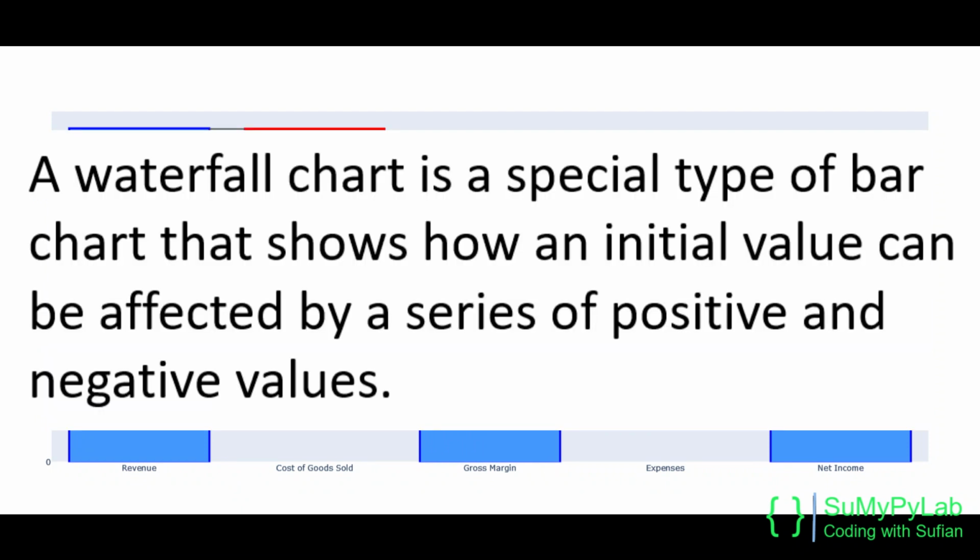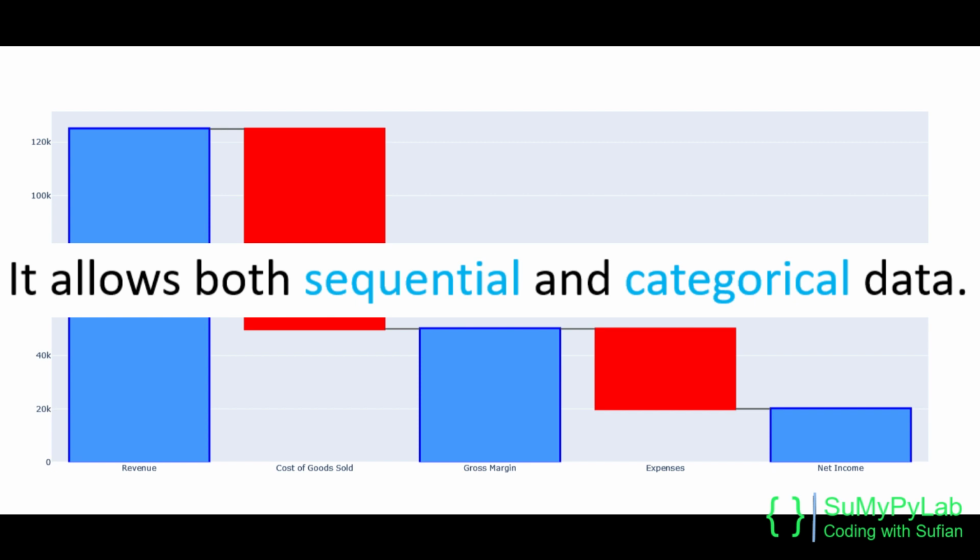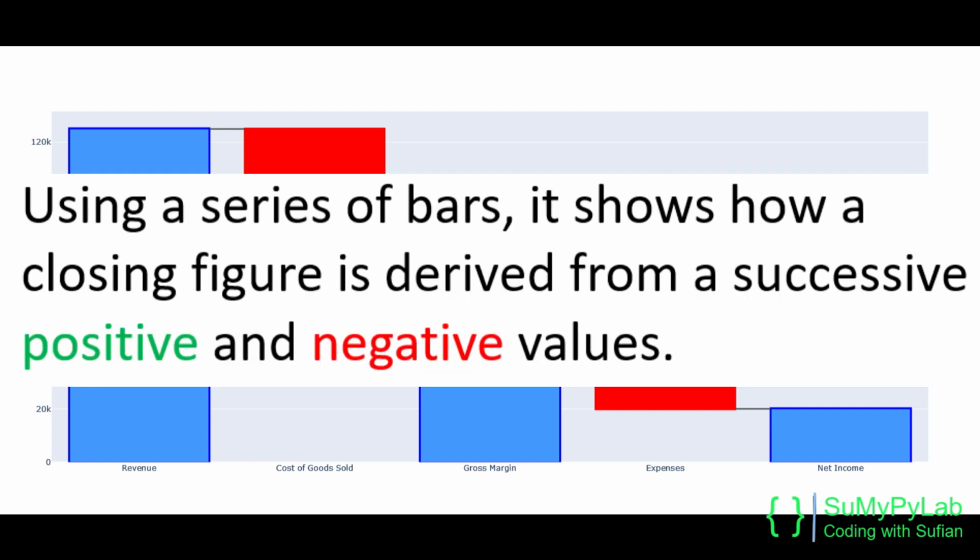A waterfall chart is a special type of bar chart that shows how an initial value can be affected by a series of positive and negative values. It allows both sequential and categorical data. Using a series of bars, it shows how a closing figure is derived from successive positive and negative values.